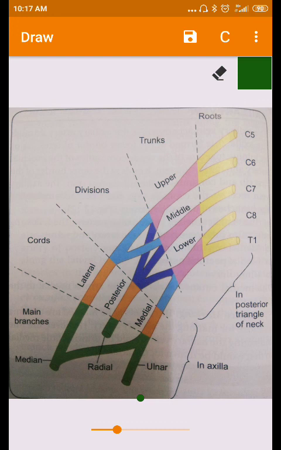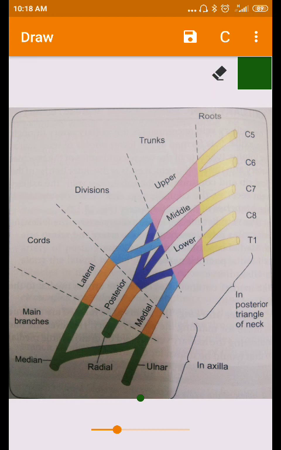Today we are going to see the nerves of the upper limb. What are the nerves supplying the entire upper limb? Before starting the individual nerves, first we have to revise the brachial plexus. As you know, the brachial plexus supplies the upper limb muscles. Now we'll revise the brachial plexus briefly.